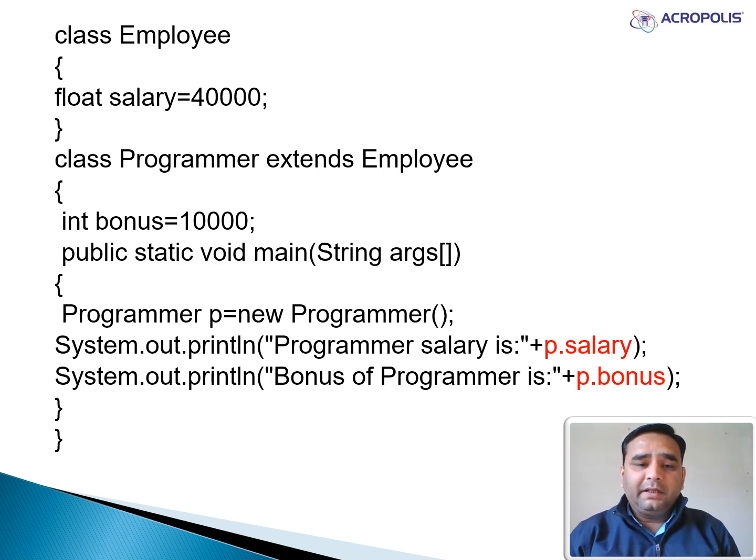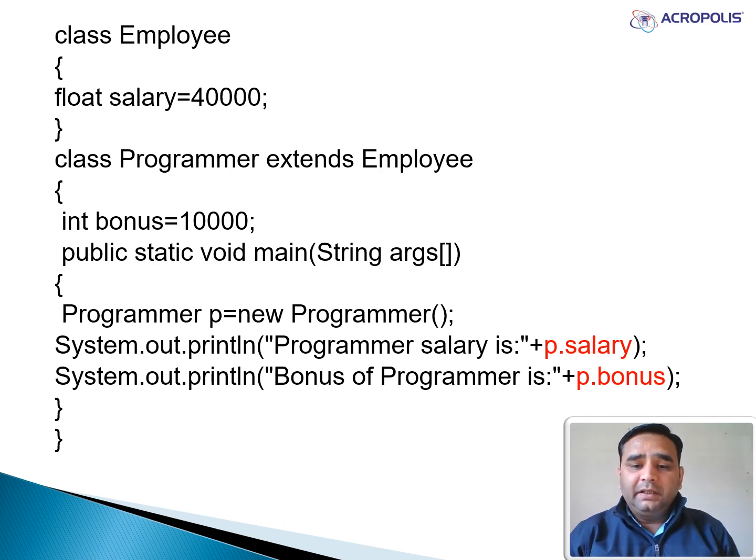Now we are creating the main function. In this main function we have created an object of the programmer class. To create an object of the programmer class, we have to use the new keyword. In this example, we are going to print the values of salary and bonus for the programmer.